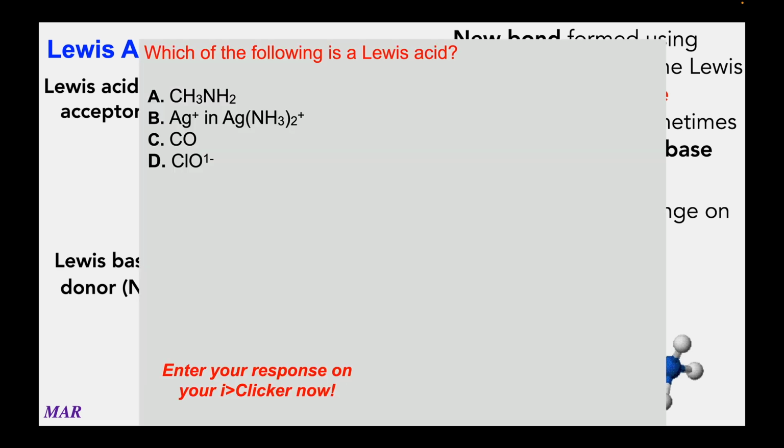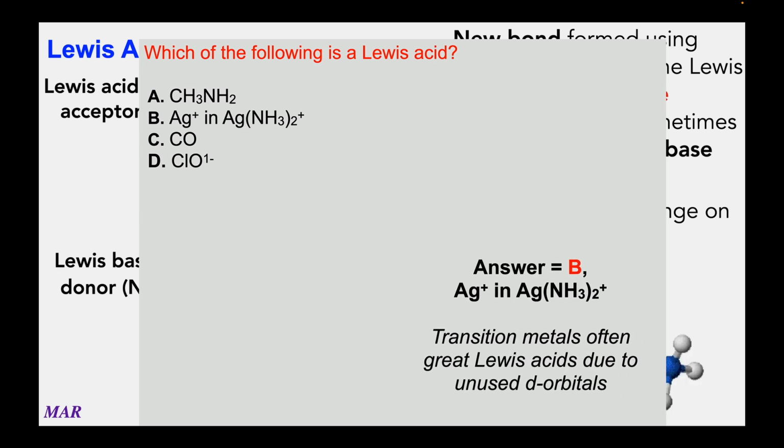In this question, it says, which of the following is a Lewis acid? Okay. And Lewis bases will have lone pairs on one or more of the atoms. But the Lewis acids will be things like boron, aluminum, gallium, as well as the transition metals. So if you look here long enough, you can see the answer B, silver plus, in that silver compound, that's going to be a great Lewis acid because silver is a transition metal. And transition metals usually make really great Lewis acids.